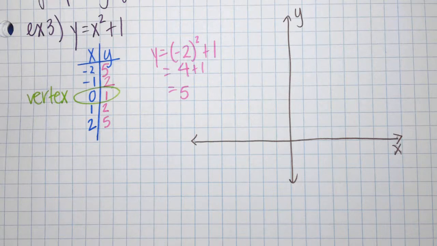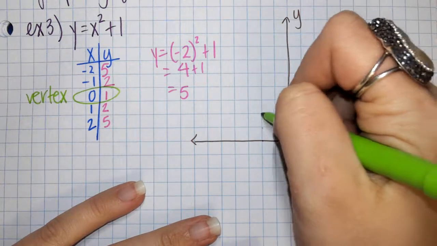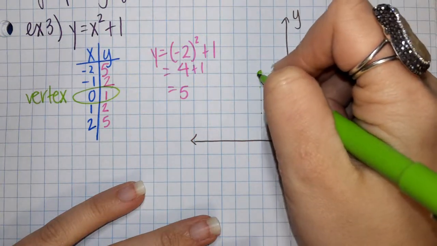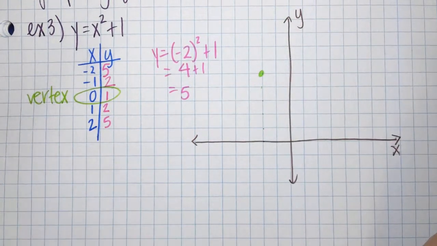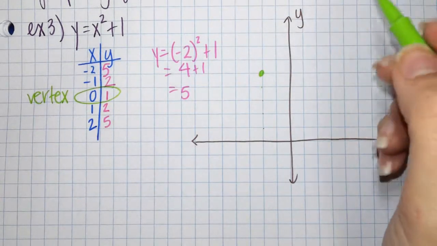Alright, so let's plot negative 2, 5. What do we do? You go left 2, up 5. Alright, somebody besides Reggie and Jorge is going to tell me how to get to negative 1, 2. Alright, Damien. Brendan.